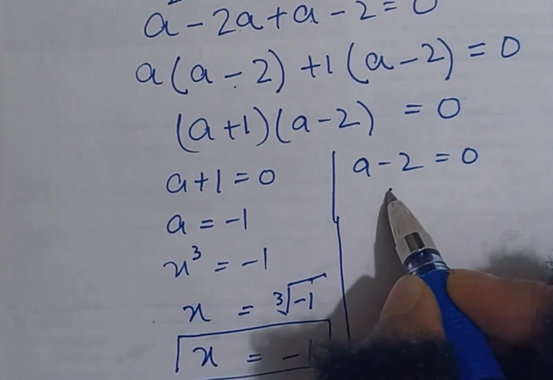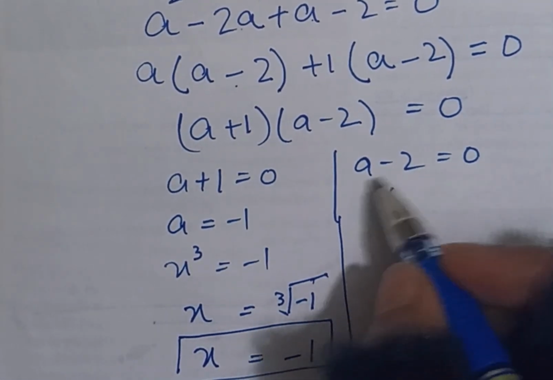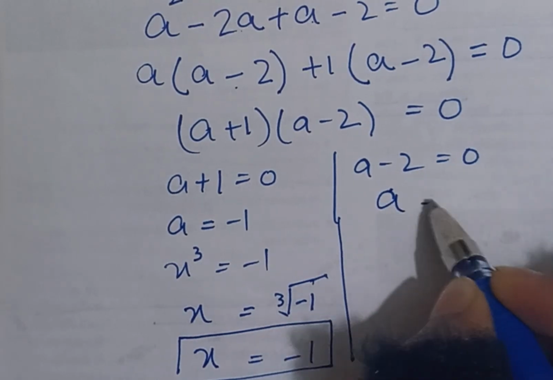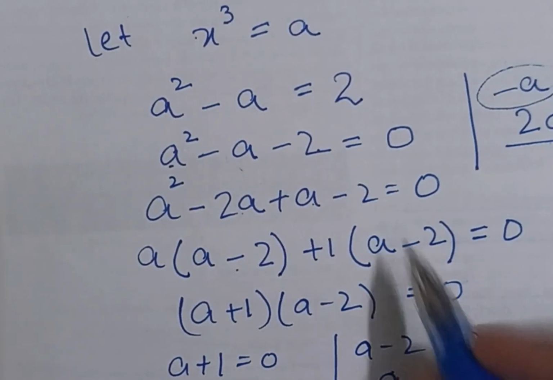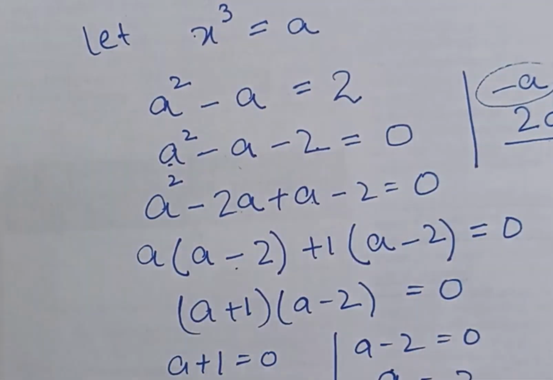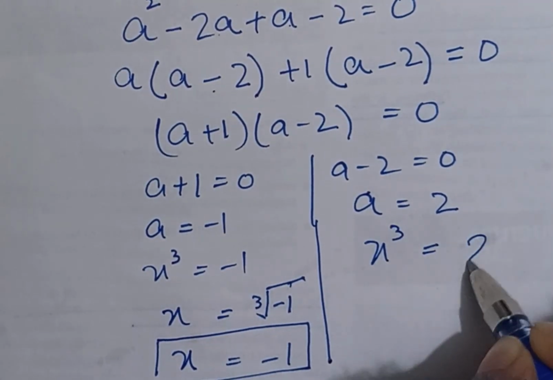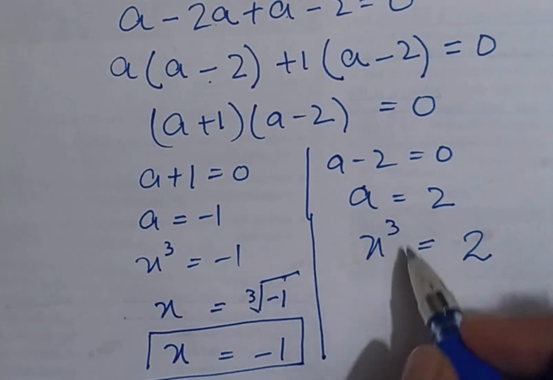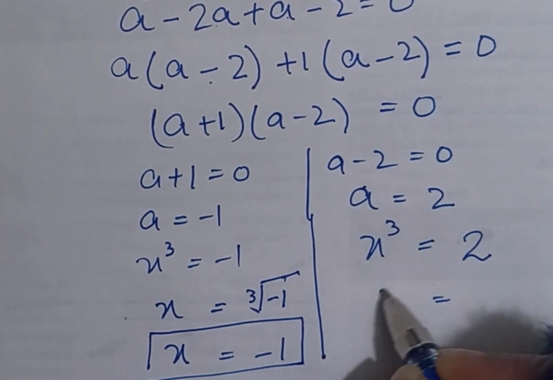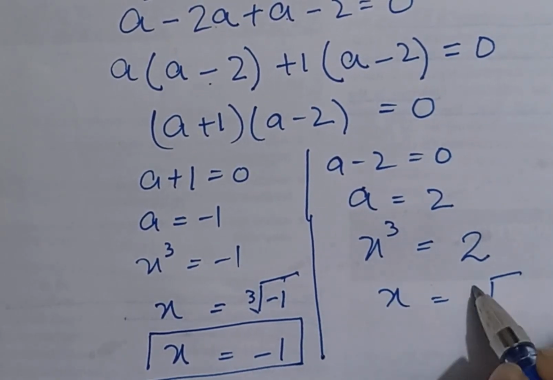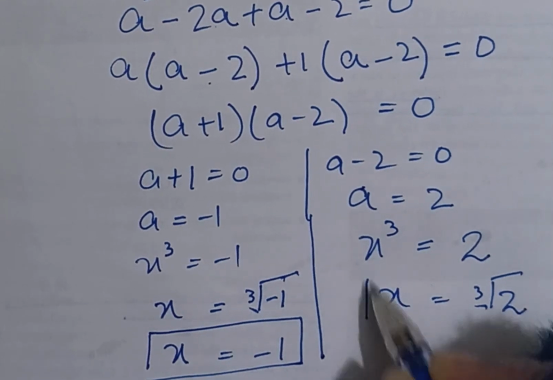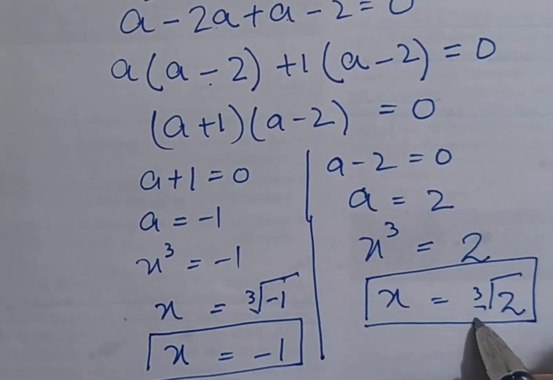Now look at this. If we add 2 on both sides, then we get a is equal to 2. And in our question, a is equal to x raised to the power 3. So this implies x raised to the power 3 is equal to 2. In the next step, we take the cube root on both sides, then we get x is equal to the cube root of 2. So this is the other value of x.